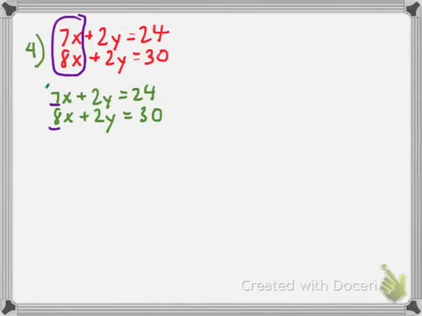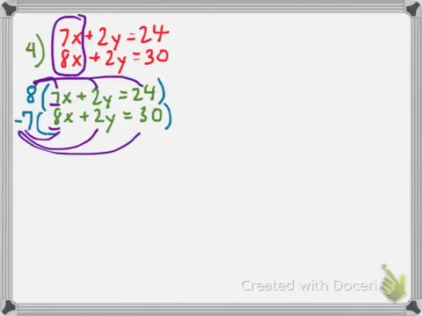So in order to make my coefficient for my x term to be positive 56, for my top equation, I'm going to multiply the entire equation by 8. And then to get the coefficient for x in my bottom equation to be negative 56, I'm going to multiply the entire bottom equation by negative 7. And then remember I'm going to distribute to the entire equation.